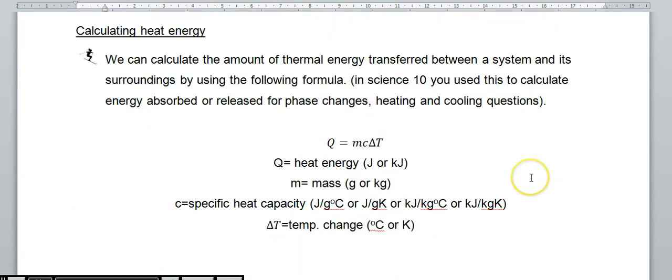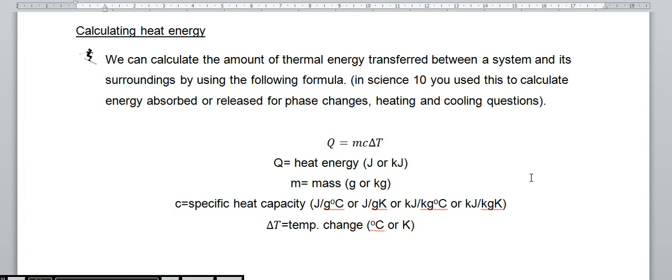Well, in grade 10, you did heating, cooling, and phase change. And obviously, if something's heating up, it's absorbing energy to warm up, so to increase in temperature. It's also, if you're going from solid to liquid or liquid to gas, those are all energy absorption phase changes. And if you're cooling down, so if you're going from a gas to liquid, or from a liquid to a solid, or you're cooling and you're causing the temperature to decrease, those are all exothermic.